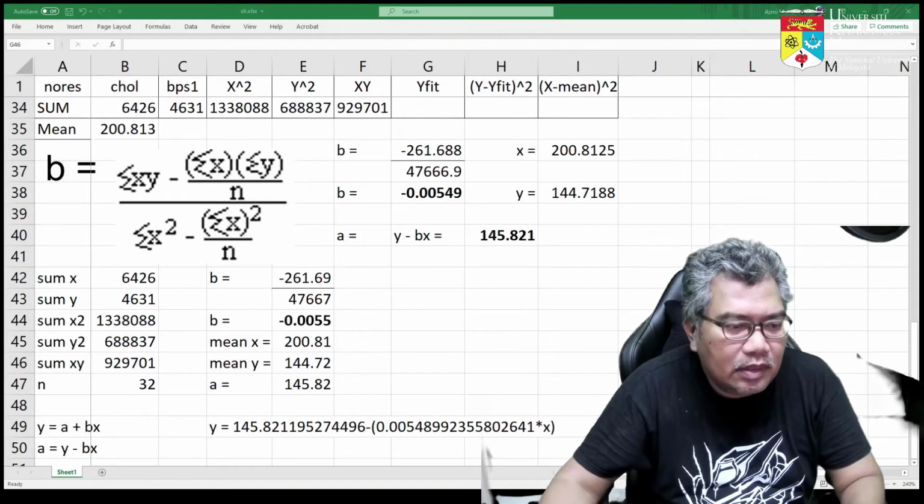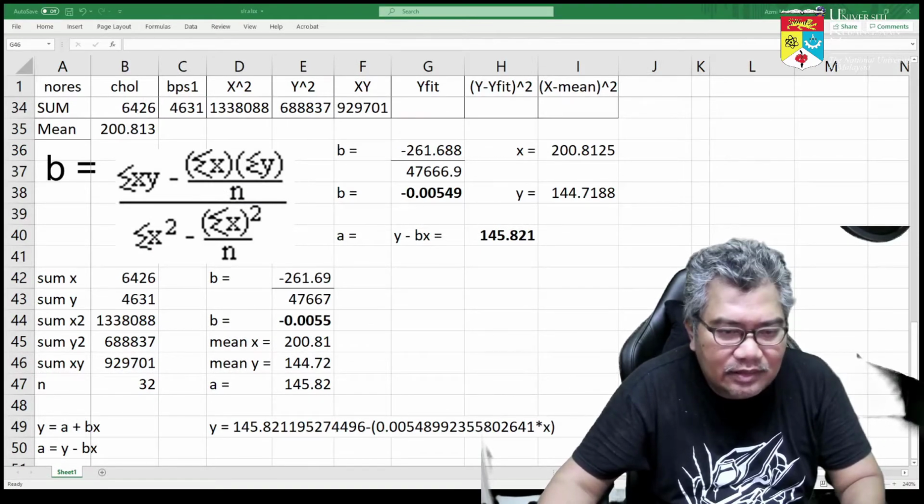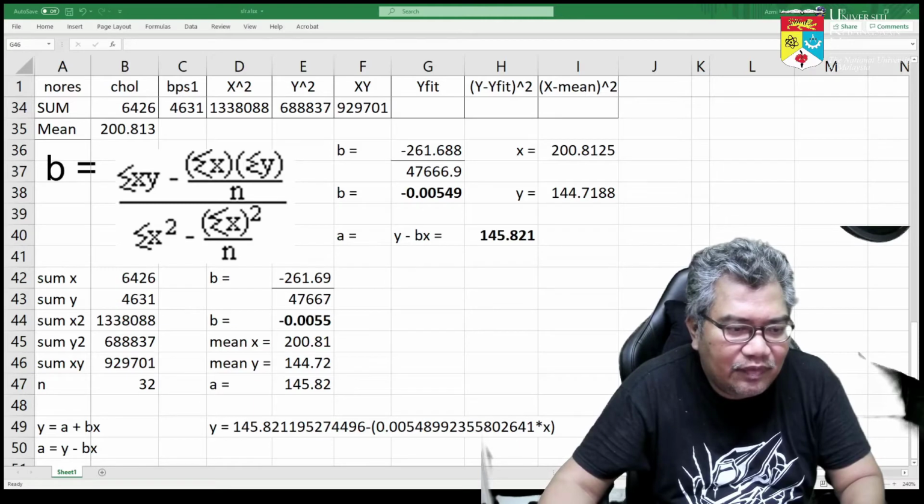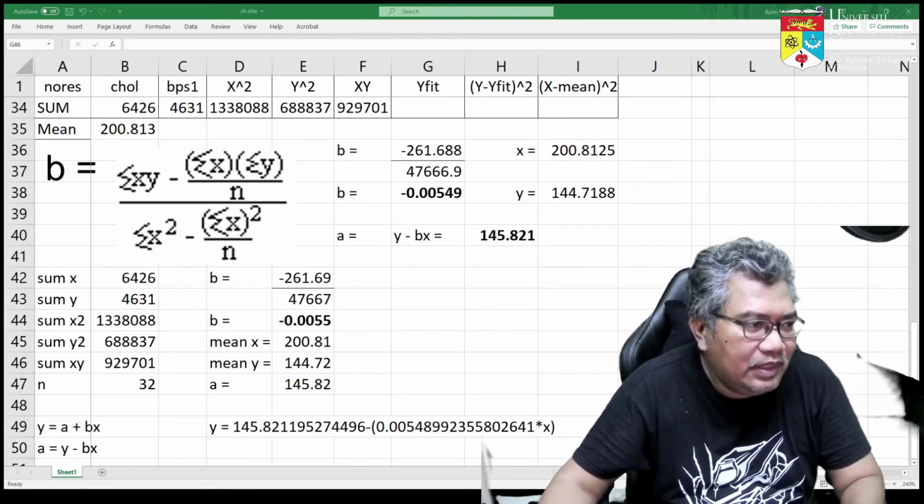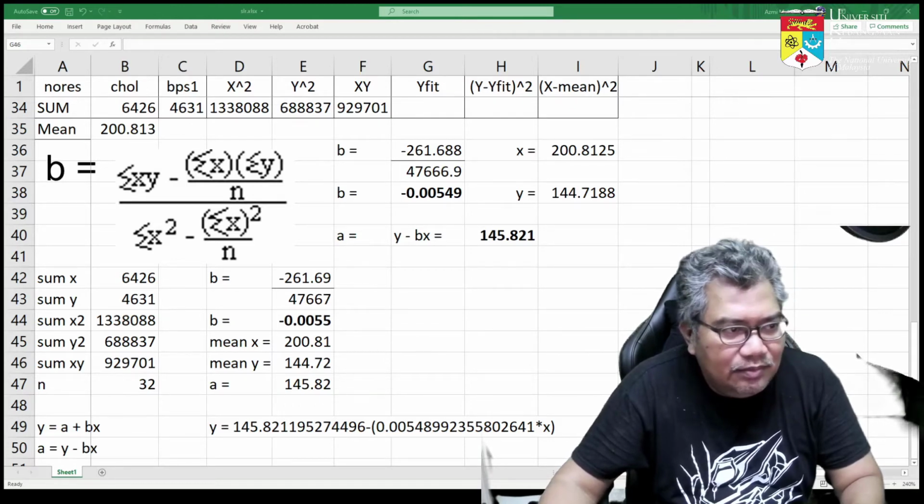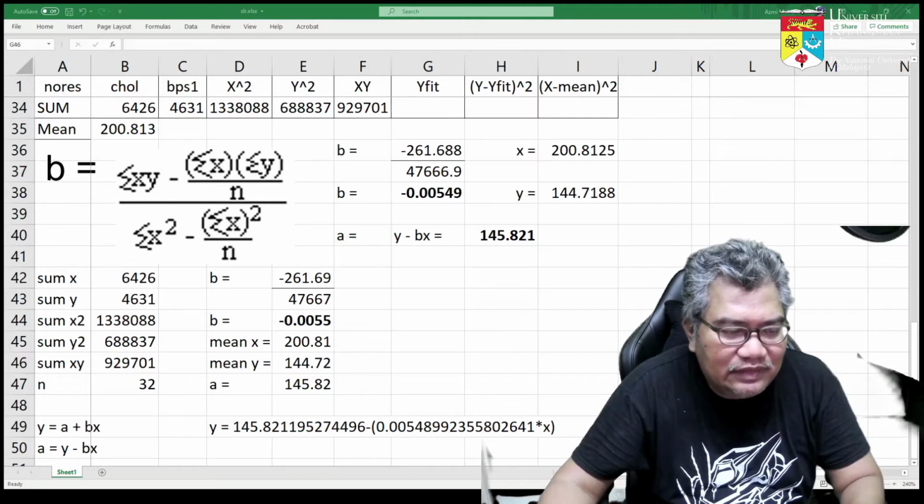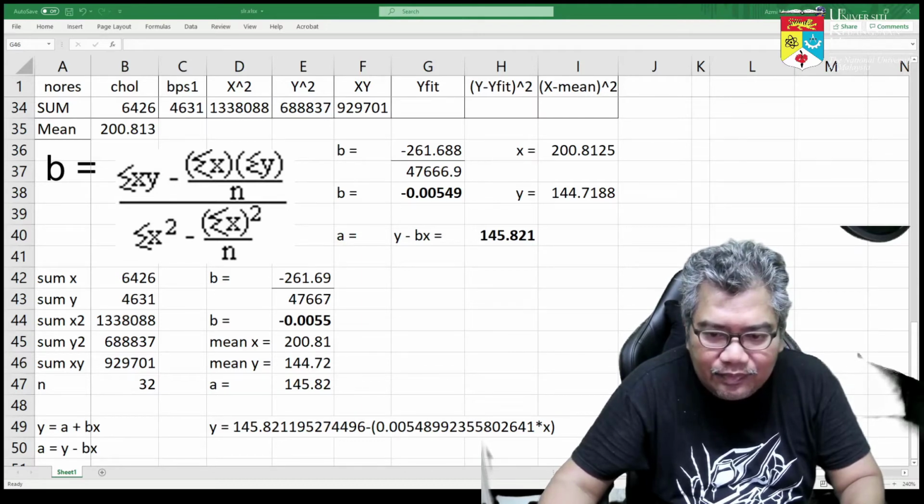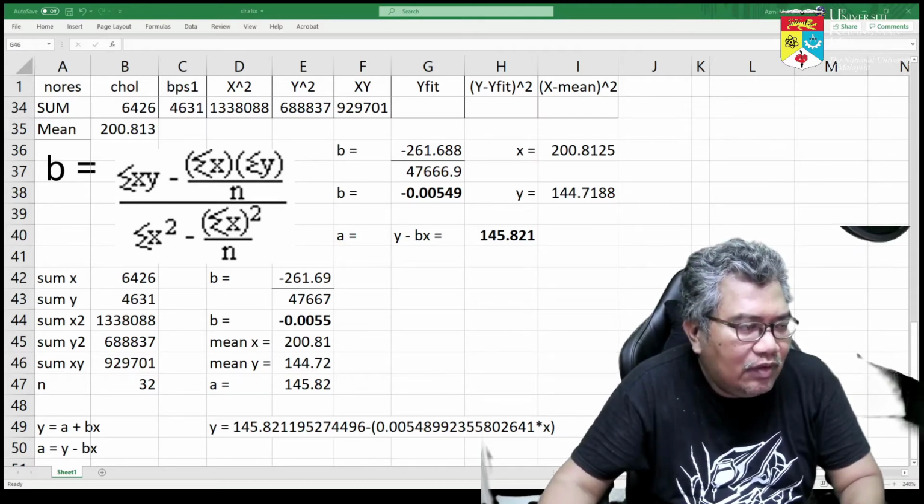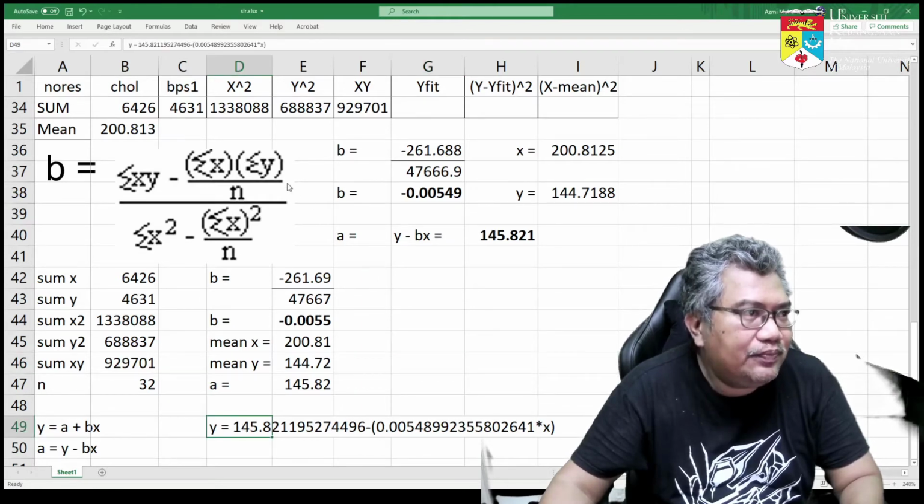Now we have done simple linear regression. We got the formula already: Y equals A plus bx. Since A is 145.82 and B is minus 0.005, this is the value that we got. Now, based on this value, we are going to calculate the value of the Y fit. To get the value of the Y fit, we're going to copy this.